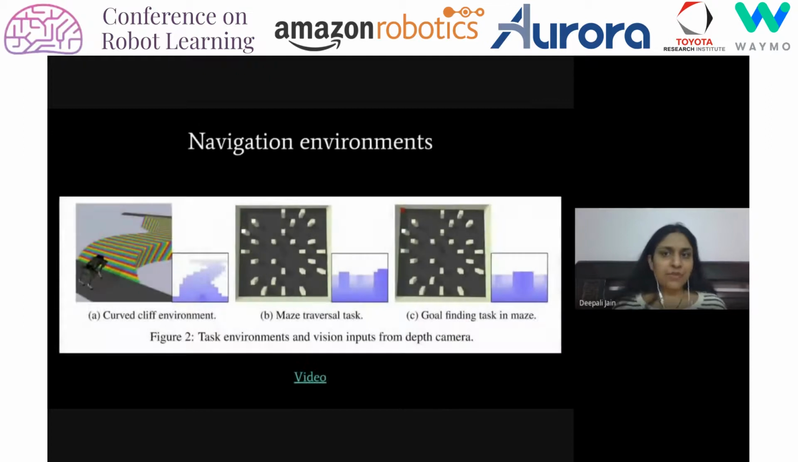We designed 3 navigation environments for our experiments. First is a task to cross a randomized curved cliff. In the second task, the robot starts in a random orientation from the middle of a maze filled with obstacles. The task is to move away from the origin. In the last task, there is a goal located randomly at one of the 4 corners of the maze, and the robot has to find it. In all 3 cases, the robot observes the environment through a first-person camera view. In the goal-finding task, the robot also gets the relative position and orientation of the goal.